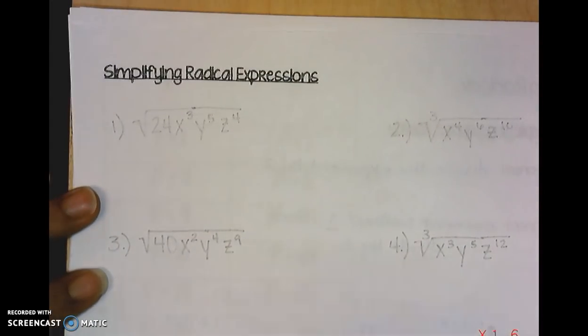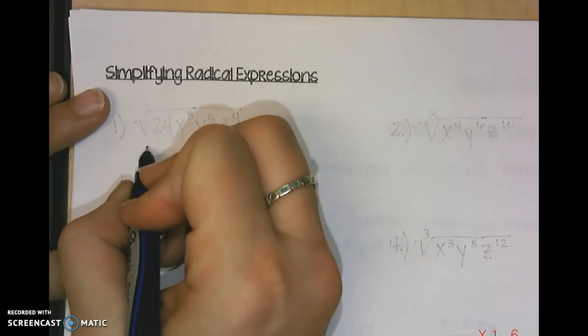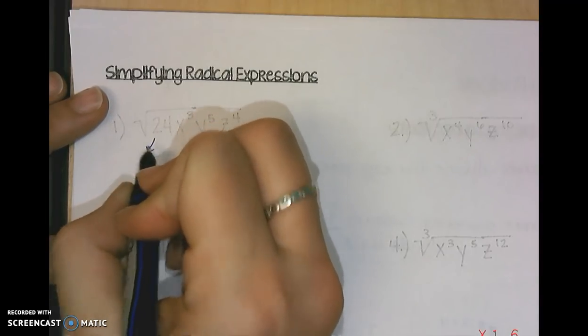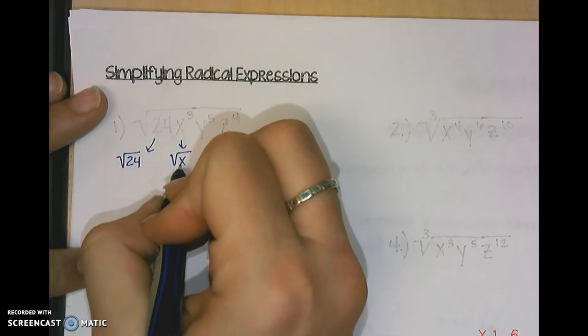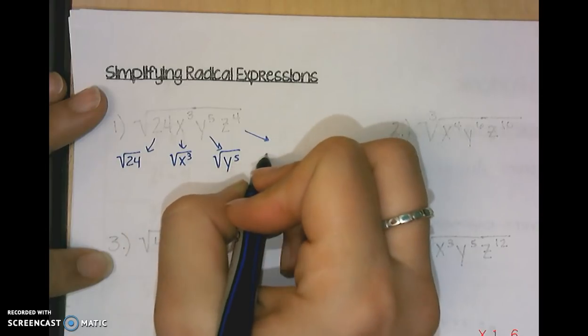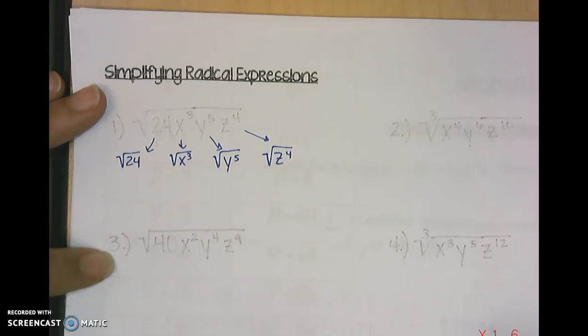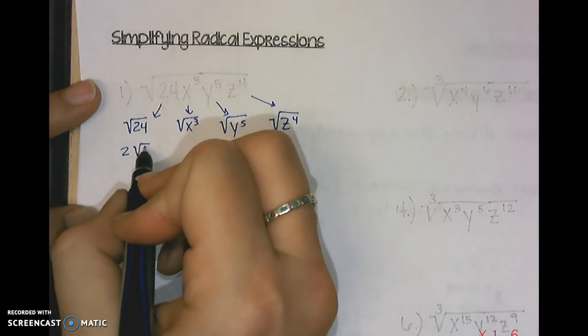All right, so on number 1, so 24, this is square root, so that's going to be 6 times 4, right? So I'm going to take the square root of 24, and then I have the square root of x to the 3rd, square root of y to the 5th, and square root of z to the 4th. So I'm just breaking it into pieces. So this right here we know is 2 radical 6.